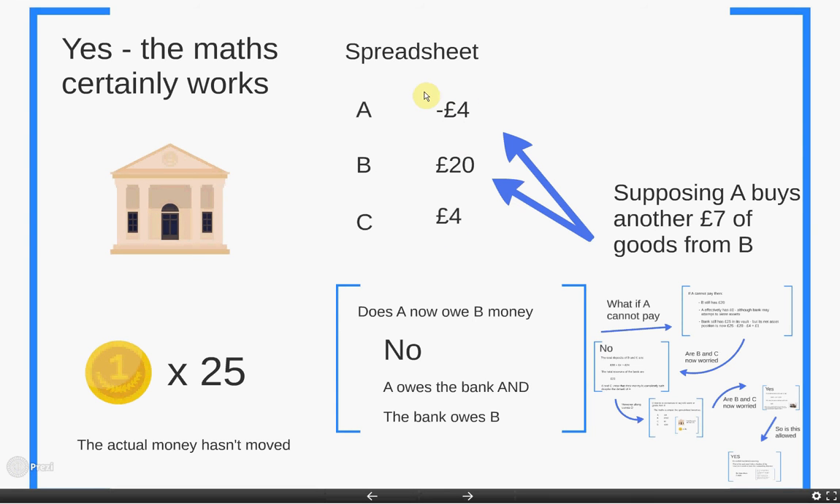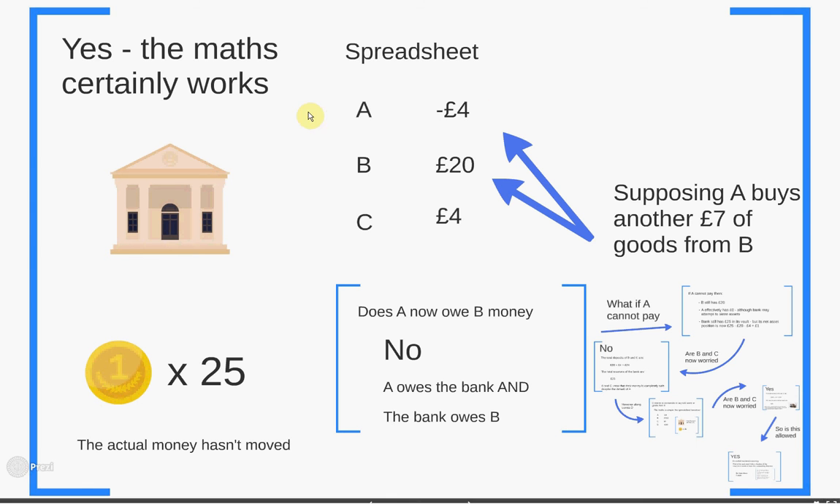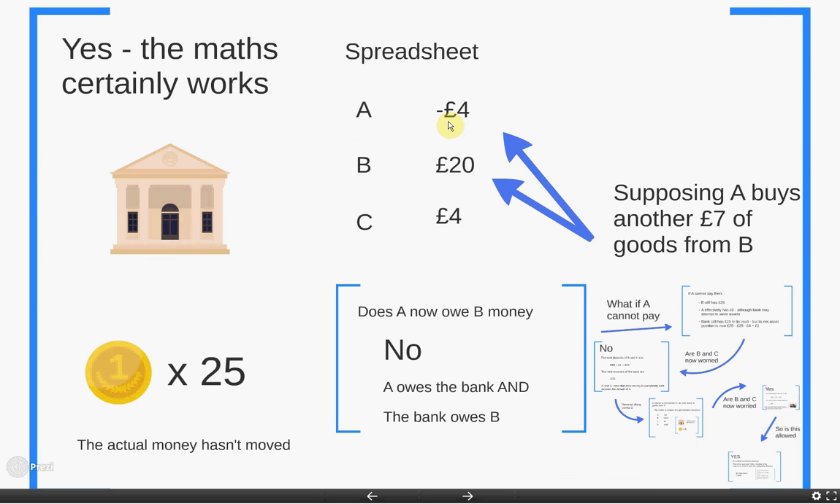This -4 means A has now effectively taken more money out of the bank than it's put in. So A now owes the bank. So A has a liability of £4 to the bank, and the bank has an asset of £4 that A owes to the bank. B now has an asset of £20, which is a liability of the bank. But A does not owe B.